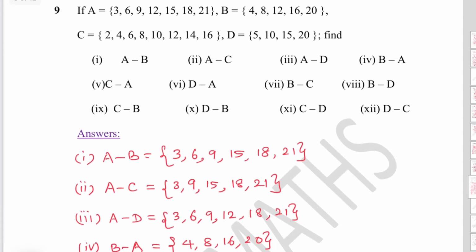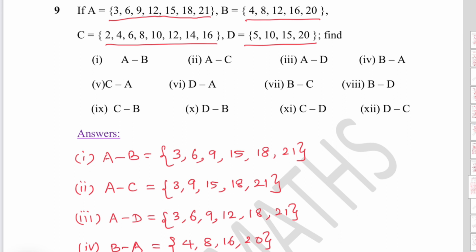And question number 9. A has elements 3, 6, 9, 12, 15, 18, 21, the multiples of 3. Set B is 4, 8, 12, 16, 20, the multiples of 4. And C is 2, 4, 6, 8, 10, 12, 14, 16, the even numbers or multiples of 2. And D is the multiples of 5: 5, 10, 15, 20. And we have to find the differences of the given sets.